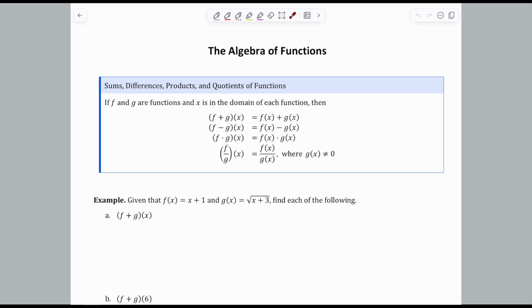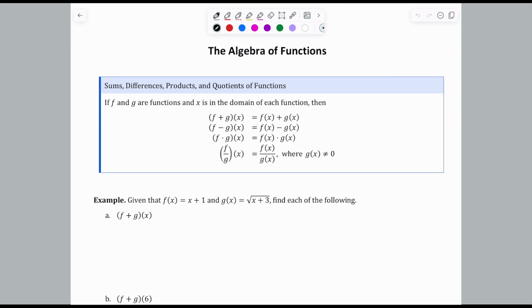We could define the product of f and g. So f times g of x can be defined as the product of the outputs. In other words, f of x times g of x. The quotient of f over g, in other words, f over g of x, can be defined as the quotient of the outputs. In other words, f of x divided by g of x, provided g of x is not 0.